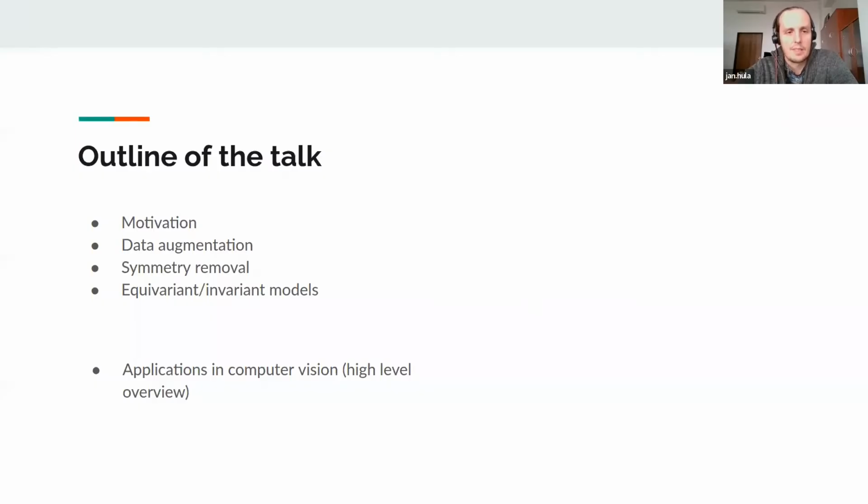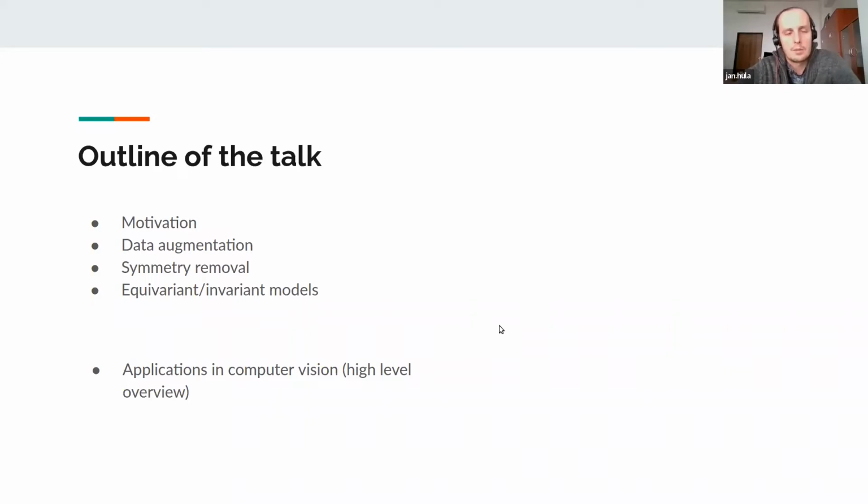So here is the outline of the talk. First, I will speak about motivation. I will speak about the current state of machine learning research, which is very much focused on scaling computation, scaling data sets, which is very expensive. And this motivates us to develop some other approaches which are not that expensive.